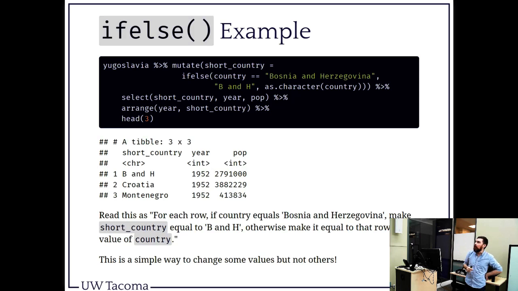So think about it. What is this going to do? Anytime it finds Bosnia and Herzegovina, B and H is going to pop out. Anytime it does not find it, it's going to give it the original value of country. So essentially, short country is going to be identical to the original country one, except for Bosnia and Herzegovina, in which case it's going to be a shortened version. So I see it spit out down here, head 3, B and H, where Bosnia and Herzegovina was, but then Croatia and Montenegro are untouched, right? And this is a nice way to structure this because we can read it like this. Read this text as for each row. If country equals Bosnia and Herzegovina, make short country equal to B and H, otherwise make it equal to that row's value of country.